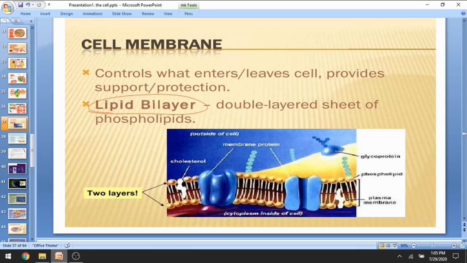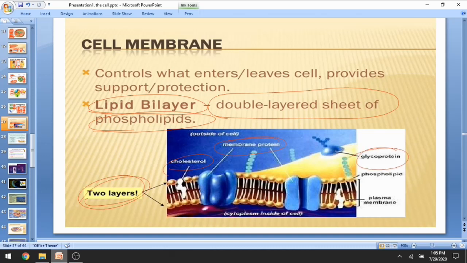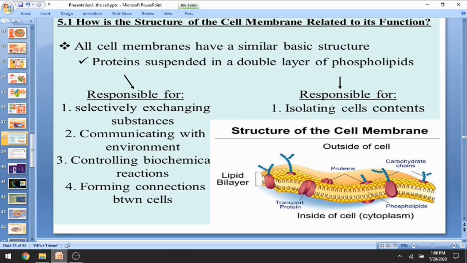So lipid bilayers are double layered sheets of phospholipids, enclosing cholesterol, membrane proteins, and glycoproteins. That's why they are known as lipid bilayer. So how is the structure of the cell membrane related to its function?